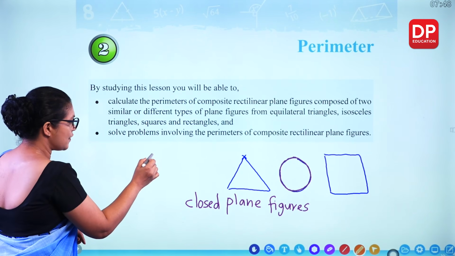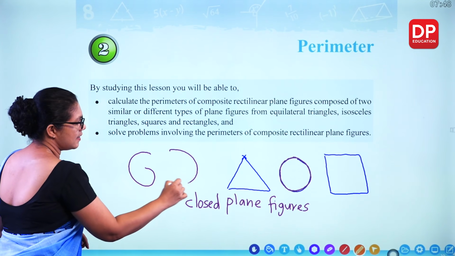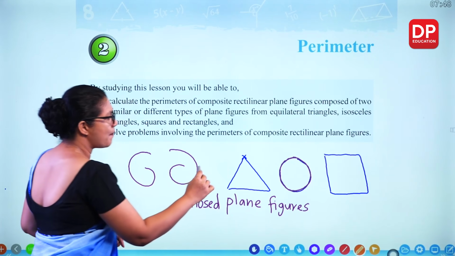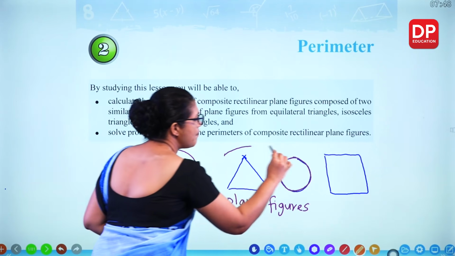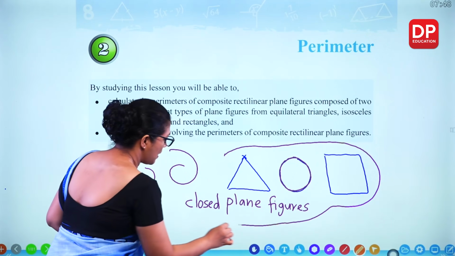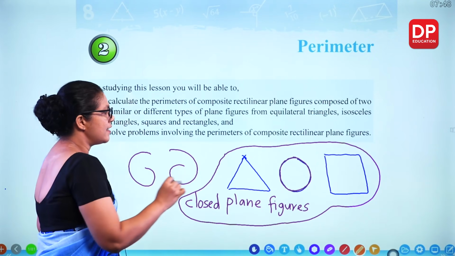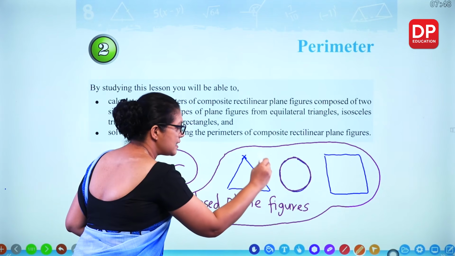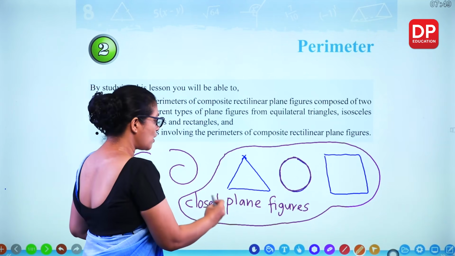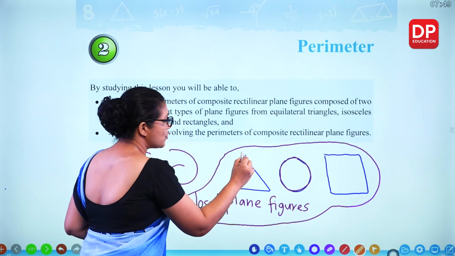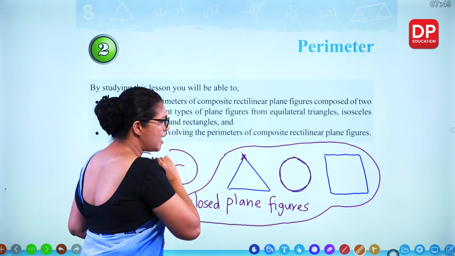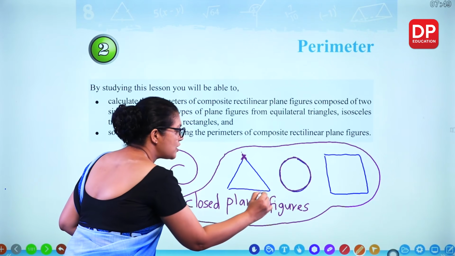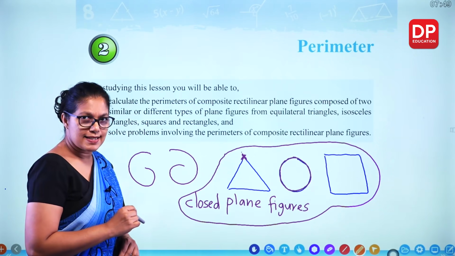Then what about these figures? These are open plane figures. So we are finding the perimeter of closed plane figures. So what does perimeter mean? The outer distance of a closed plane figure. When you start from any place, you can come to the same position. So you take the total distance.